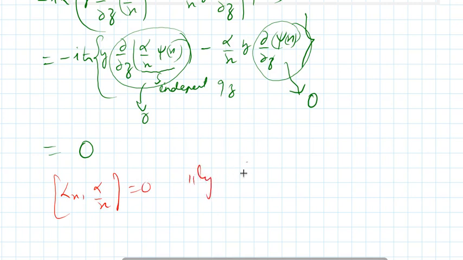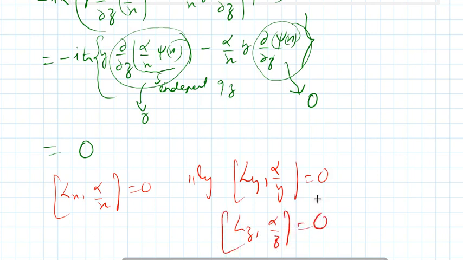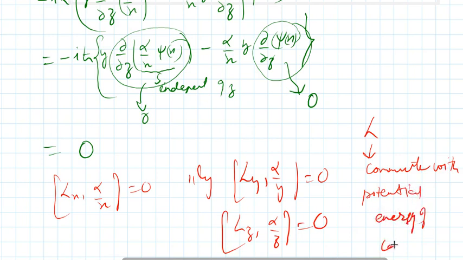Similarly, I can prove that the commutator of Ly and alpha over y is also equal to 0, and Lz and alpha over z is also equal to 0. So thus I can conclude that orbital angular momentum commutes with the potential energy of central force, right? So that's it.